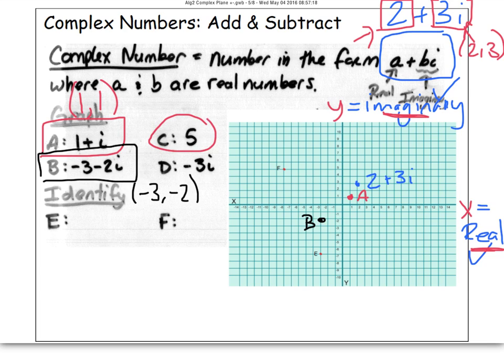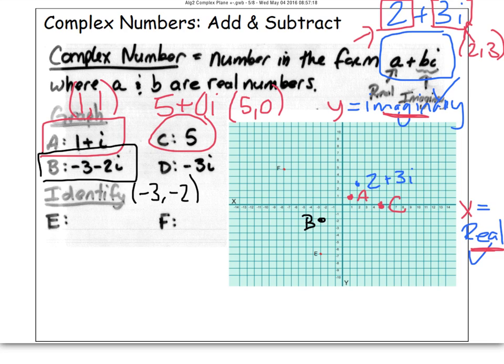Now let's plot point C. This is just the number 5, and it's just a real number that I can imagine, like $5. But this real number can be written as a complex number. I would just say it's 5 plus 0i. Therefore, its ordered pair, as a complex ordered pair, is (5, 0). So I'm going to go over to 5 to the right and do 0 for the y, or the imaginary part, and call that C.